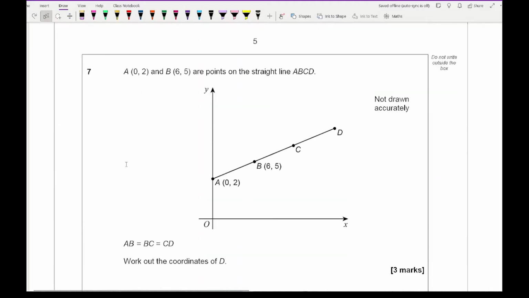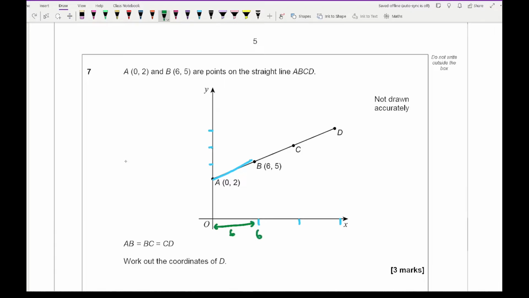Then for question 7, it says A is (0, 2), B is (6, 5), and the points are on a straight line A, B, C, D. It says the distance between each of those coordinates is the same, and what we need to do is work out the value of D. For this, first of all, I'll highlight where the y ordinates of B, C, D are, and the same for the x ordinates. What you want to do is work out the difference by using the coordinates of A and B. Here you can see that the difference in the x values is 6.